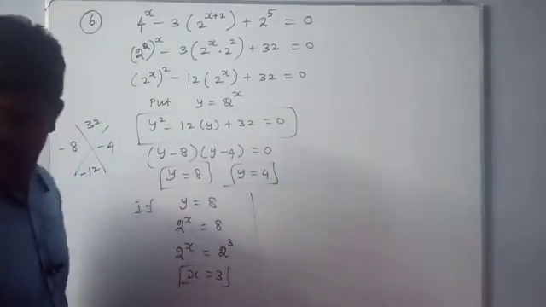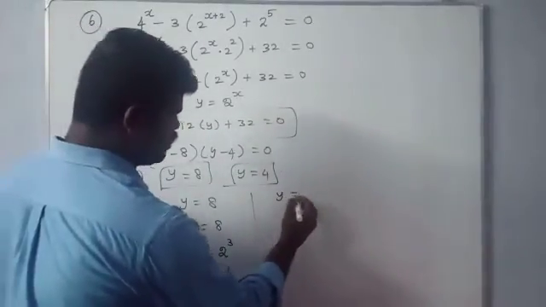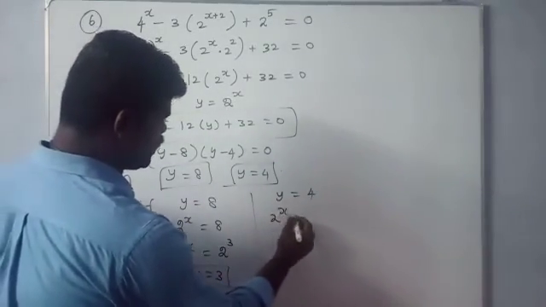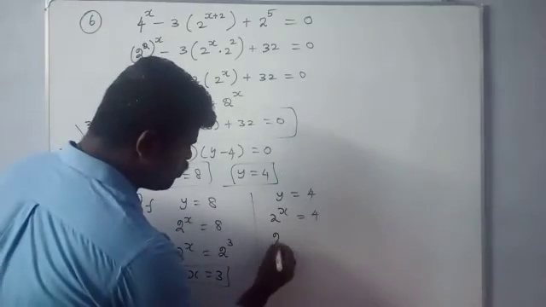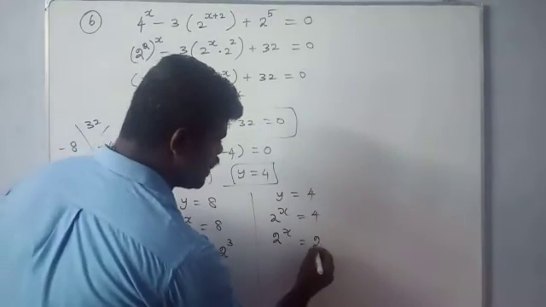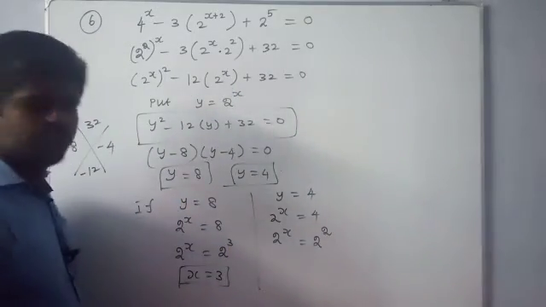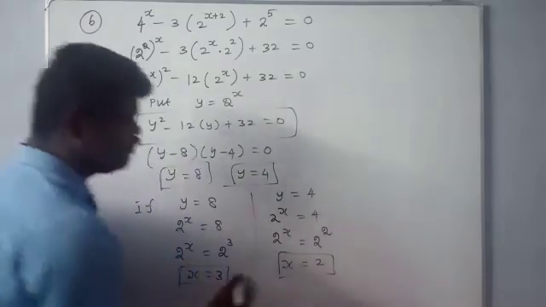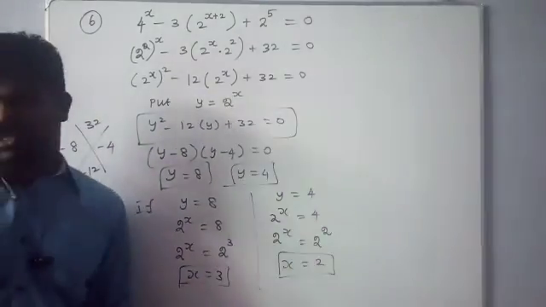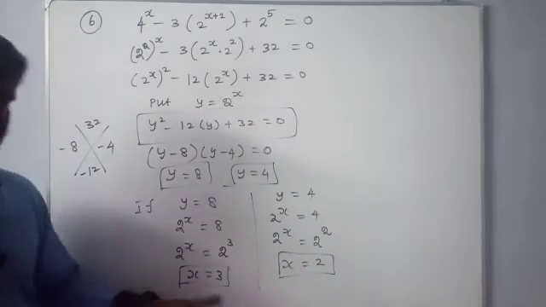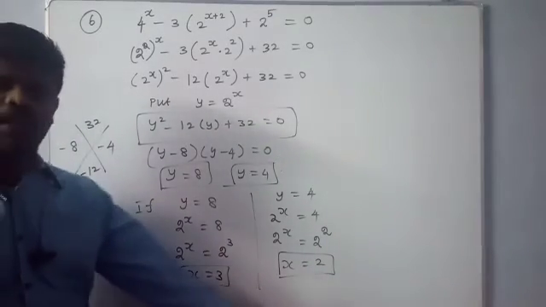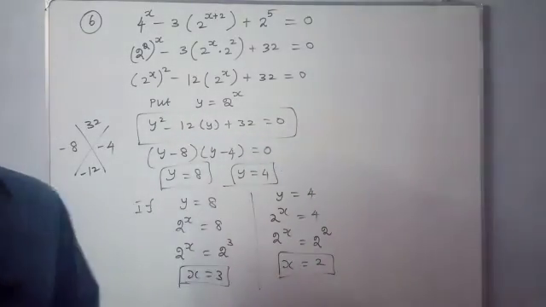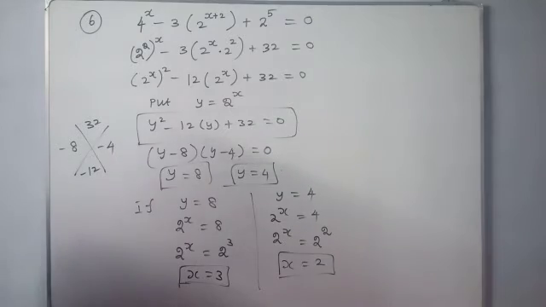And one more term, y equal to 4. If y is equal to 2 power x is equal to 4, now 4 can be written as 2 power 2. Equating these powers, here x is equal to 2. So there are two roots, x equal to 2 and x equal to 3. Refer to this sum and we go to another one.